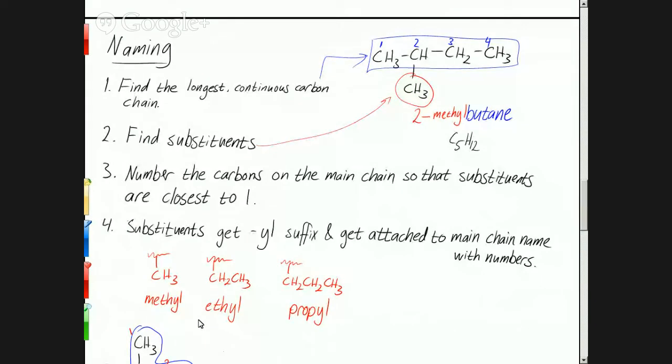And what carbons are they on? They're both on carbon number 2. So each one gets its own number: 2,2-dimethylbutane. The prefix on here tells you how many there are. The di tells you how many there are. The numbers are where they are on the chain.